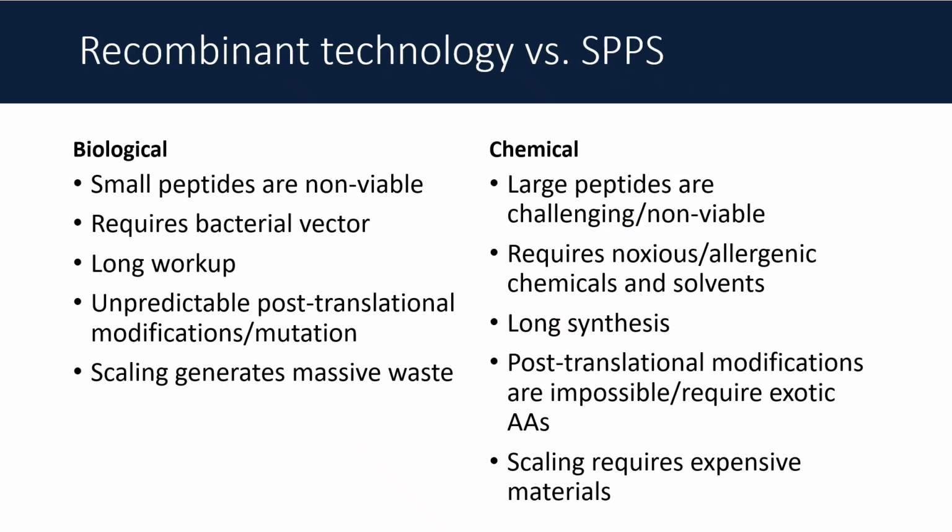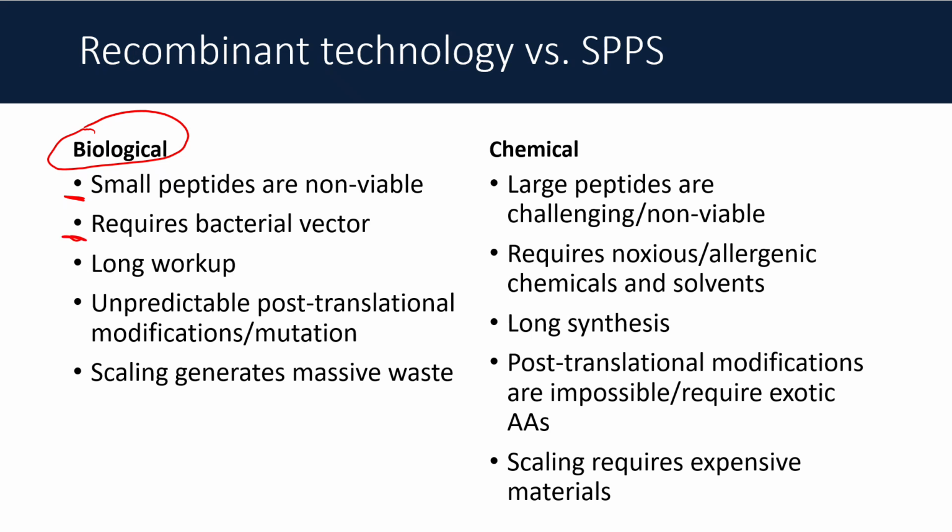Let us now quickly recap the two approaches one could take towards making a protein in the lab. In the natural camp, or the biological camp, these are the major downsides. Small peptides are not viable. If your goal is to make a 10-mer, a 20-mer, don't even bother trying to teach a bacteria to make it for you. It's just going to destroy it before you can harvest it.